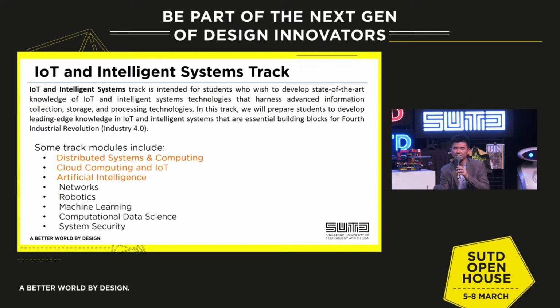IoT and intelligent systems is another track, where we develop state-of-the-art IoT and intelligent systems because this will support our smart nation. So advanced knowledge on collection, storage, and processing. Important modules like cloud computing, IoT, how to exploit cloud computing for IoT, distributed systems, and computing.